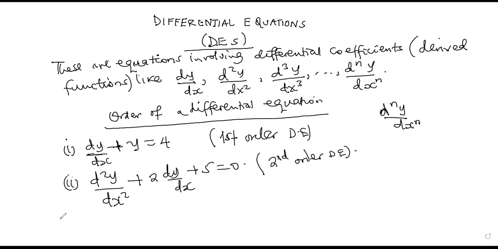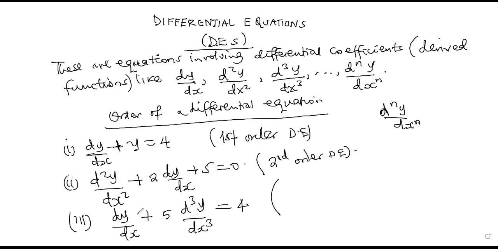If I write an equation like dy/dx + 5 d³y/dx³ = 4, looking at this, it has two derivatives, dy/dx and d³y/dx³. But from mere observation, we see the highest derivative is d³y/dx³. Therefore, the order of this differential equation is 3. So this is a third order differential equation.